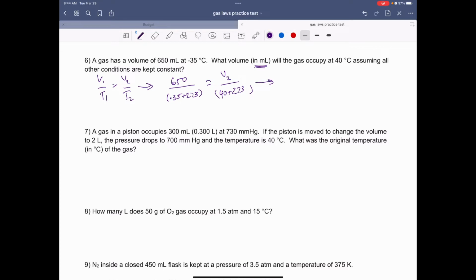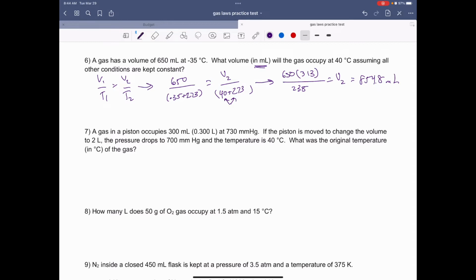And so now I just got to go 650 times 313, that's this right there, add it together. Divided by negative 35 plus 273. This one I'm just going to double check on the calculator. Looks like 238. And then it will equal V2. And now it's just calculator time. 650 times 313 divided by 238. And I get a final volume of 854.8. So 854.8, and that's in milliliters.